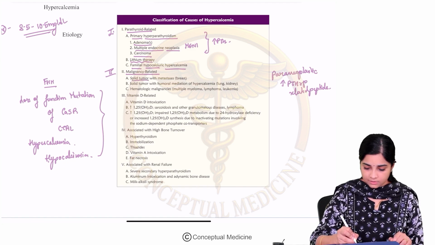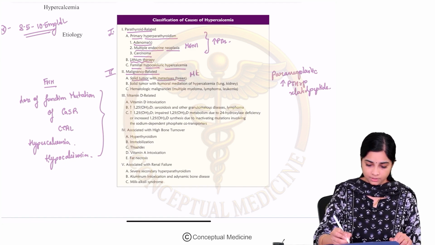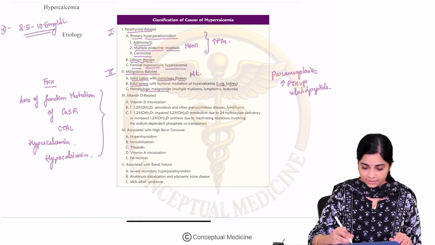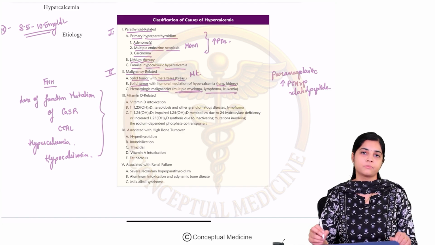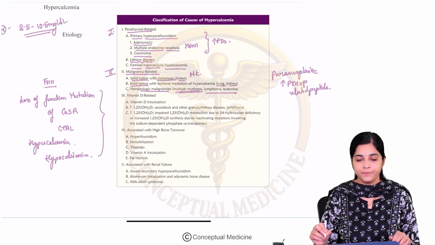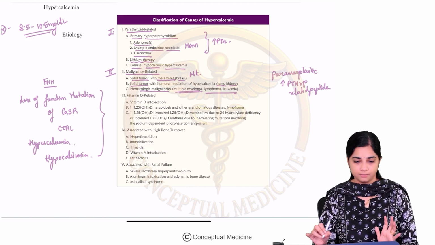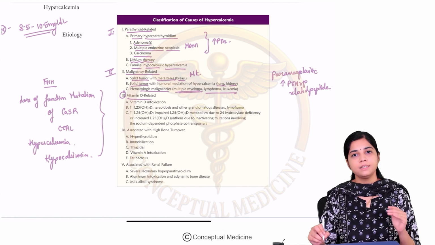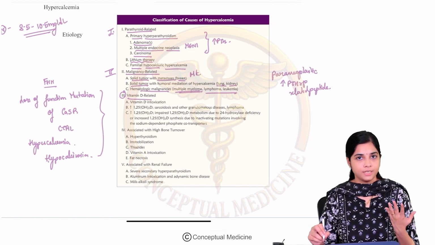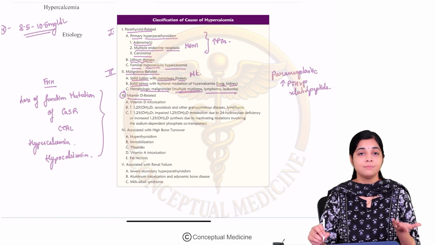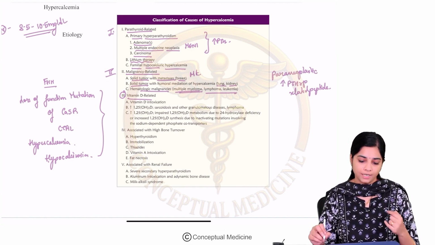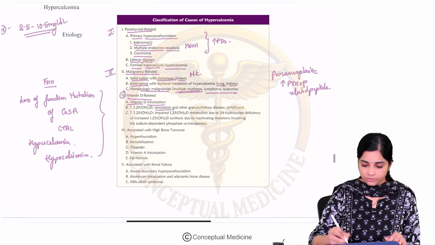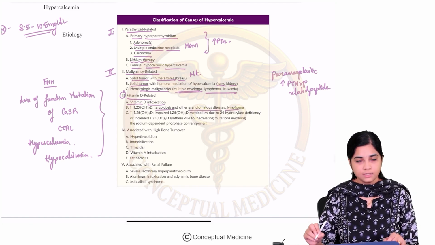So what are the malignancies? Solid tumors like breast, which is most common, then solid tumors of lung, kidney, then hematologic malignancies, especially multiple myeloma and certain forms of lymphomas and leukemias. Okay, clear? So that is PTH-RP mediated. Then third, vitamin D related. Vitamin D basically increases the intestinal absorption as well as renal absorption of calcium. So when vitamin D is in excess, you can have hypercalcemia. So vitamin D intoxication. Then sarcoidosis and other granulomatous diseases and lymphoma.